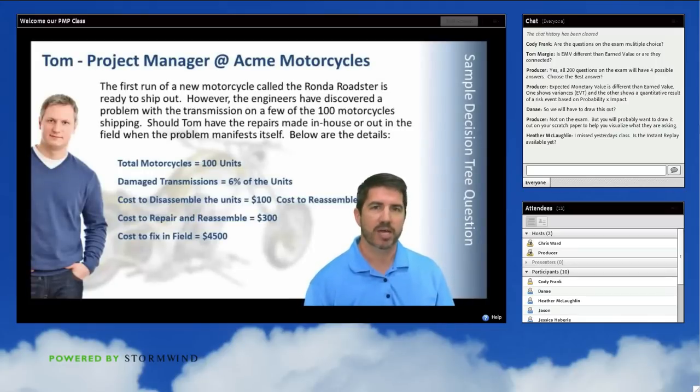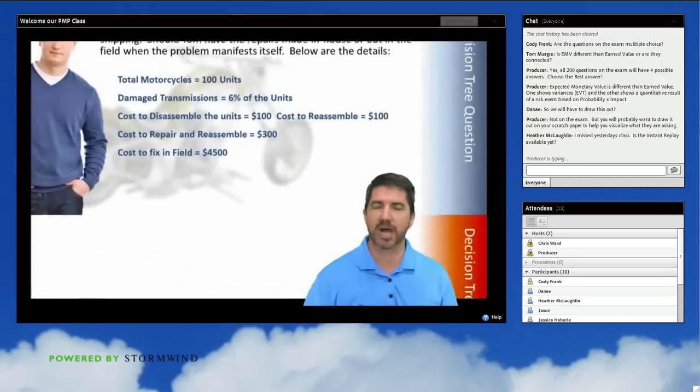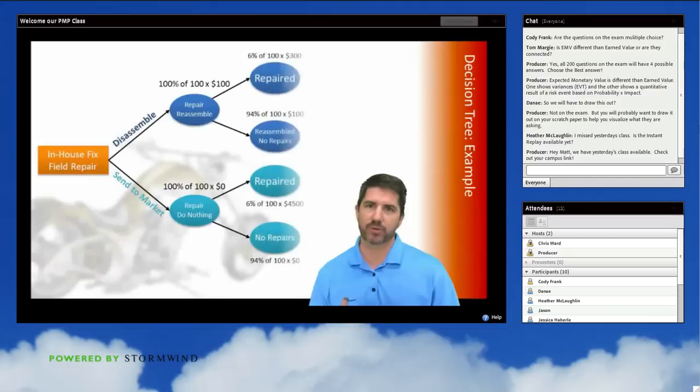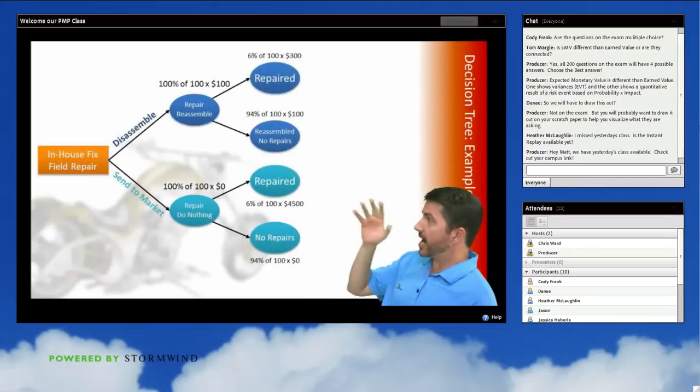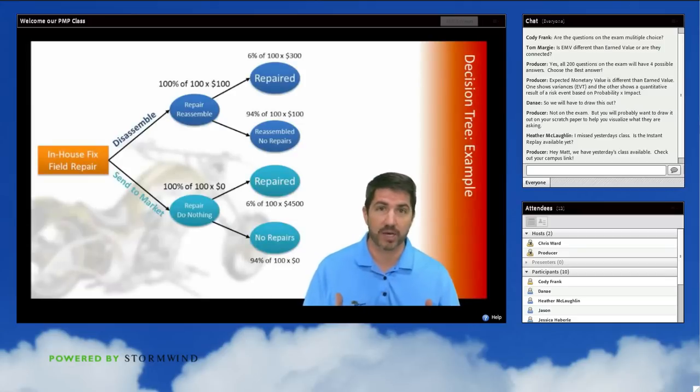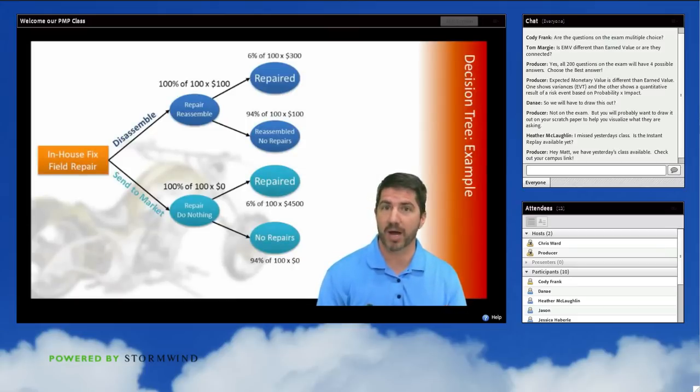Now, how does that work? Well, remember, with a decision tree, you need to decide which path you are going to take. Are you going to take the way of doing, in this case, an in-house fix, or are you going to come down and do an in-the-field fix? Now, the individual amounts, remember what Heather asked. She said, do I need to know the individual or the final amount? The answer is both.